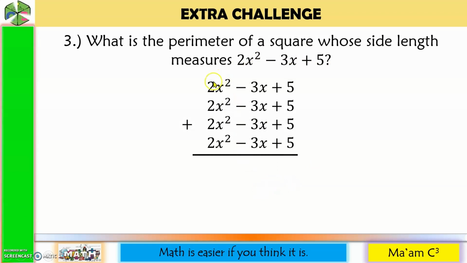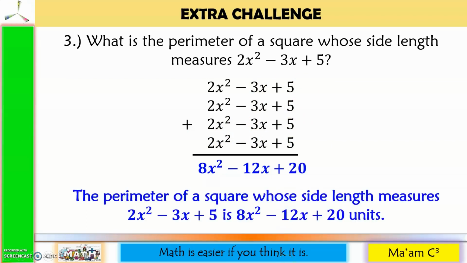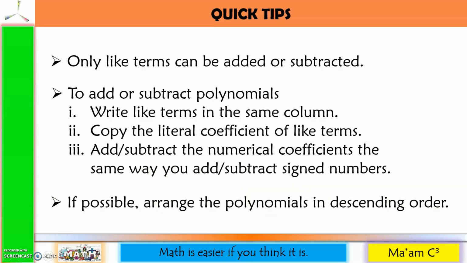So let us add. 2 plus 2 plus 2 plus 2 is 8. So 8x squared. Negative 3 plus negative 3 plus negative 3 plus negative 3. 3, 6, 9, 12. Negative 12x. 5, 10, 15, 20, plus 20. So the perimeter of a square whose side length measures 2x squared minus 3x plus 5 is 8x squared minus 12x plus 20 units. Here are some quick tips.